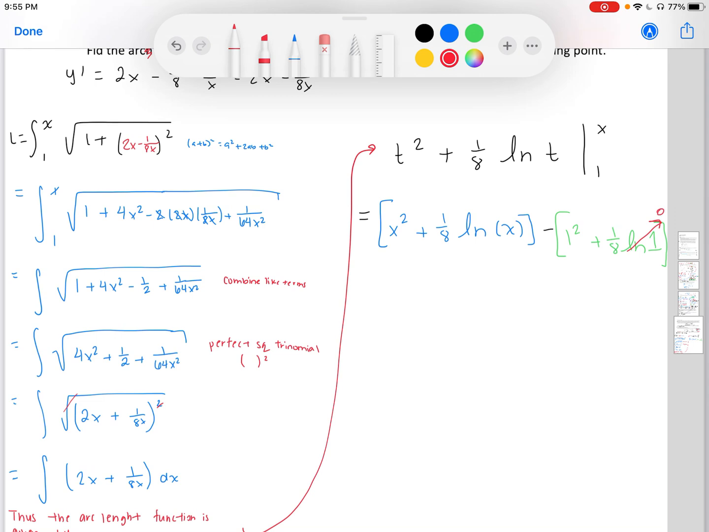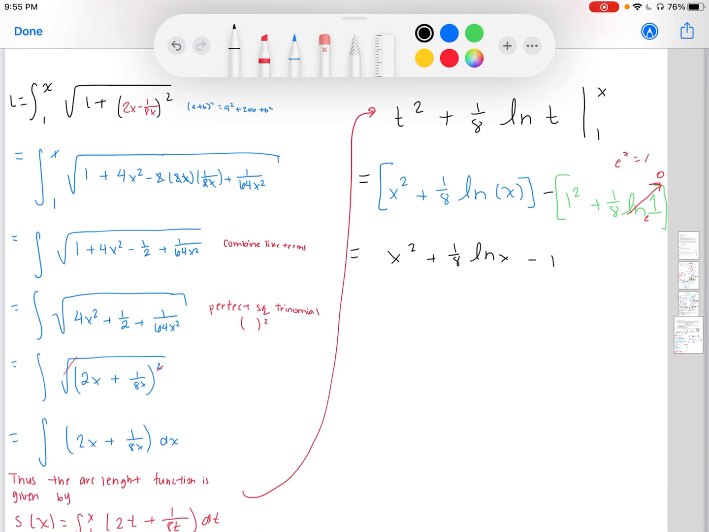In case you forget, remember that's base e. So that means e to what power gives us 1? It has to equal 0. Okie dokie. So we're left with x squared plus 1 over 8 ln of x minus 1. And we have created a general formula to find the arc length. All we need is an ending point.